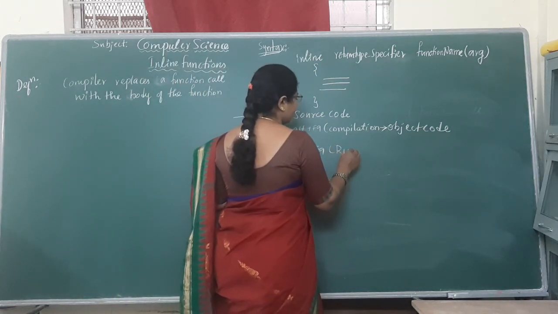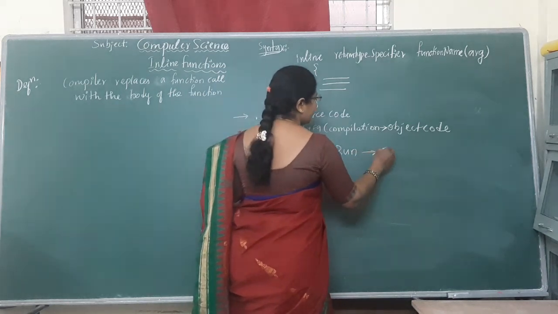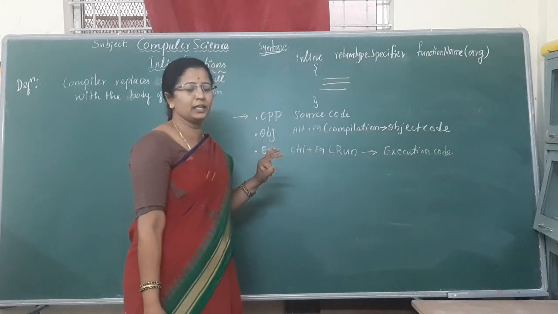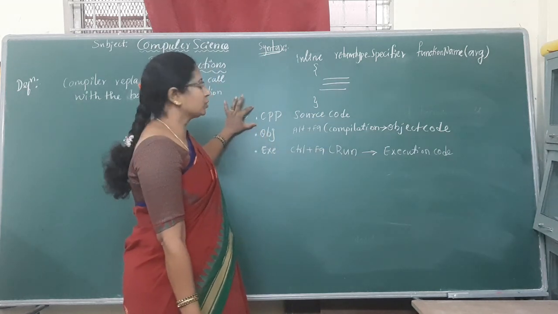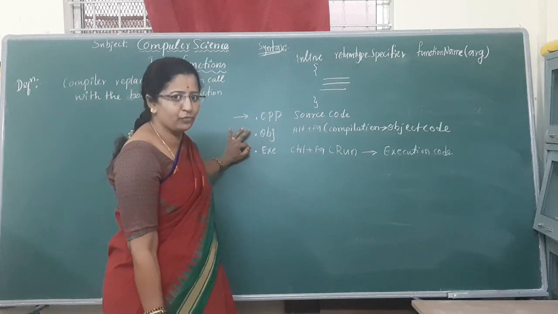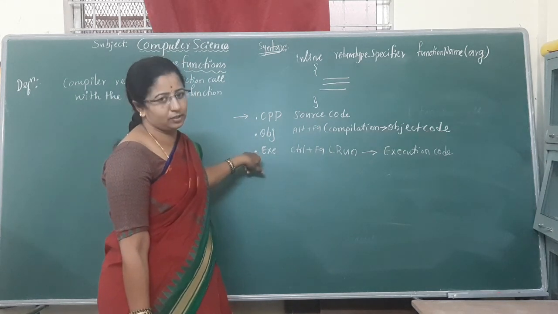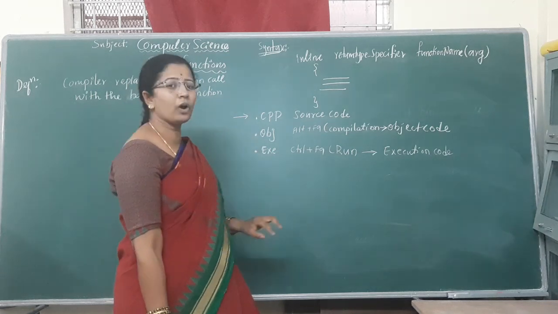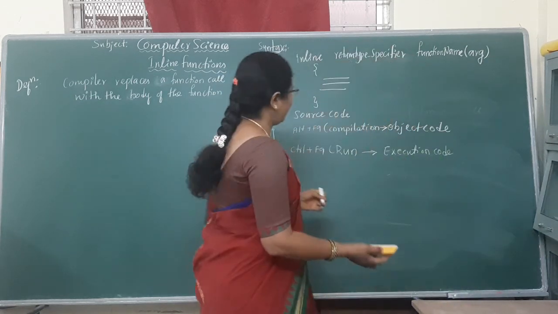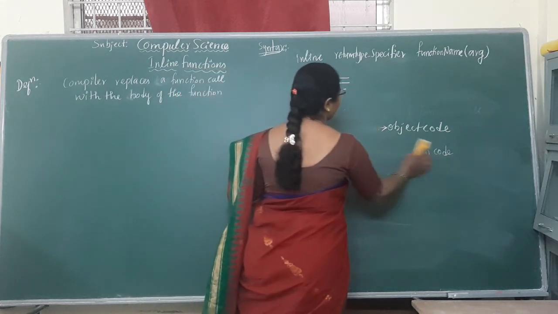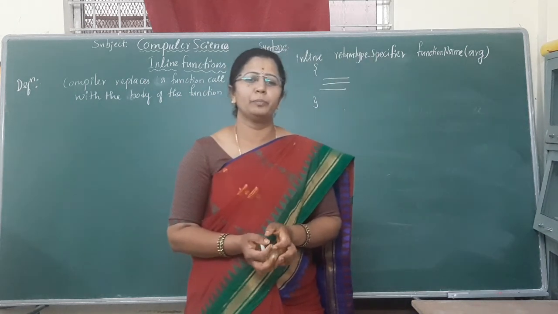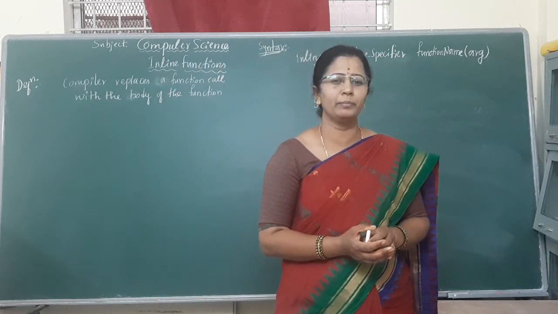Once the compilation is done, the next stage is called run. In the run, executable code is generated. This gives you the output. It converts the format of the program into machine readable format, which is then executed by your processor. That means the machine code size, the object code of inline functions, is considerably reduced. Code will execute very fast. Efficient code will be generated, and the readability of the program is increased.